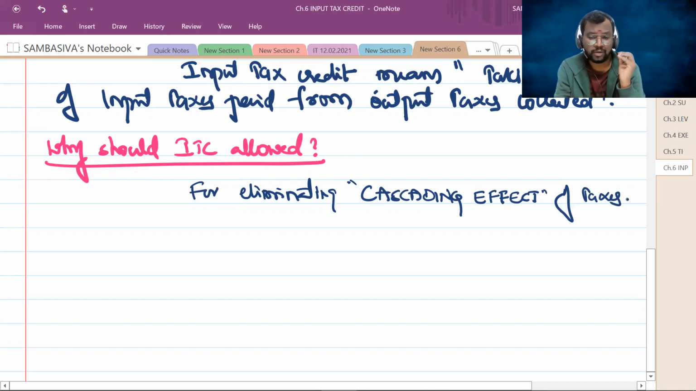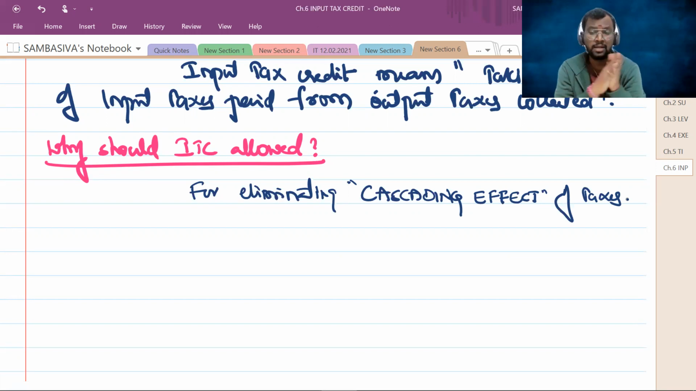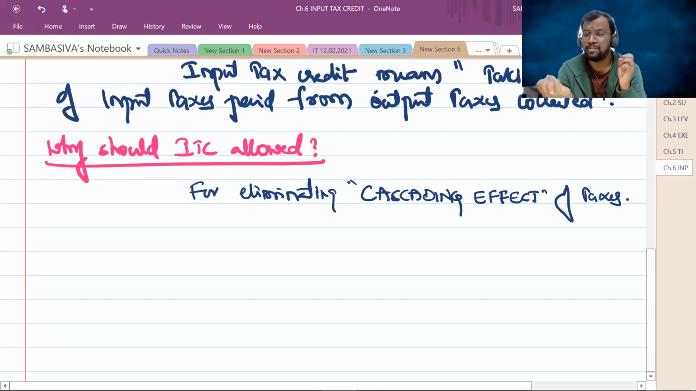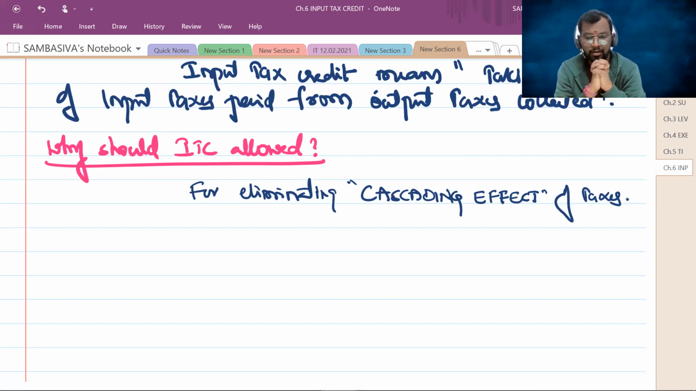So why are we allowing input tax credit? See, if we are not allowing input tax credit, what will the supplier do? Whatever input taxes he has paid, he will simply add back to the cost of the products. So whenever he adds those input taxes to the cost of the product, it is again going to be taxed at the time of sales. So taxes on taxes come into the picture, and because of that, the cascading effect of taxes comes into the picture. Because of the cascading effect of taxes, the burden on the consumer increases, the selling price increases, and which ultimately leads to inflation.